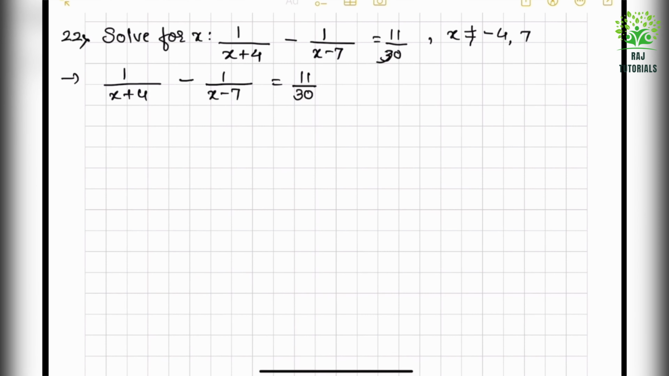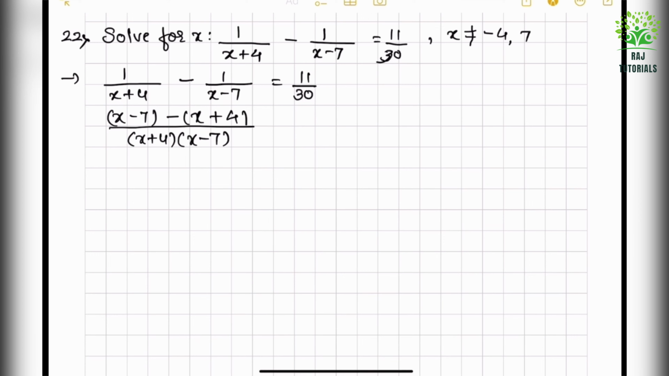Now next question says, solve for x. 1 upon x plus 4 minus 1 upon x minus 7 equal to 11 upon 30, x not equal to minus 4, 7. So here I am given 1 upon x plus 4 minus 1 upon x minus 7 equal to 11 upon 30. So now doing LCM on both sides, I will have x plus 4 into x minus 7.